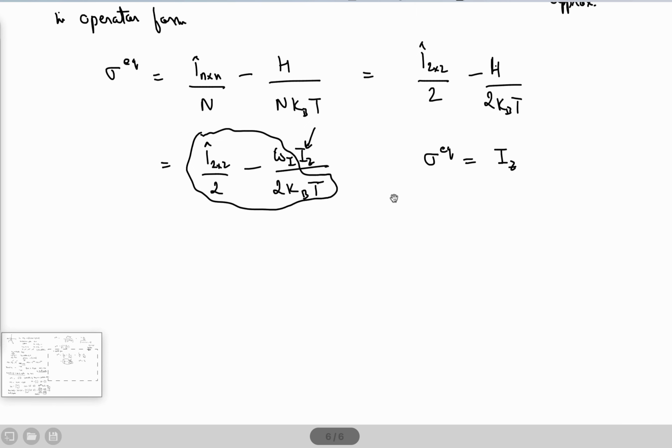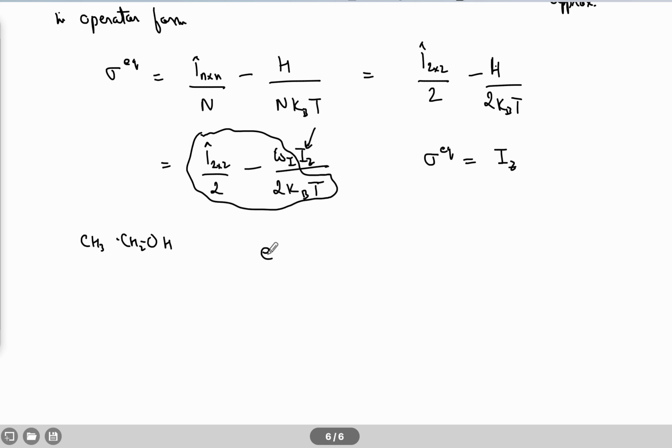If you have multiple spins, say CH3CH2OH as your sample, then you have 3 types of protons. So my sigma EQ in this case will be Iz for CH3 plus Iz for CH2 plus Iz for OH. Each proton will have its own density operator, and the total density operator will be the summation of the individual spins.